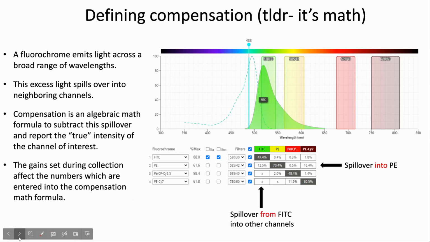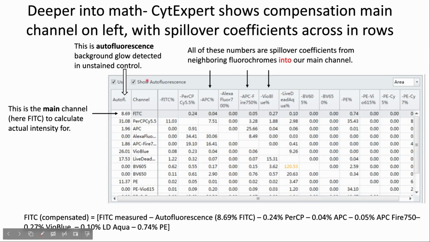On this page is an example of the compensation matrix array, which the Cytexpert software can create after compensation. This is to help understand their layout. The main channel to identify the true intensity of is displayed on the left, here FITC. Cytexpert also includes an autofluorescence coefficient. Across in rows, all of the numbers are the spillover coefficients, which have been calculated during single color collection for the compensation. For each channel, the coefficient is then applied to the intensity measured in all of the neighboring channels.